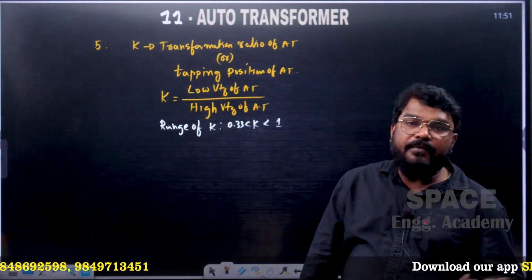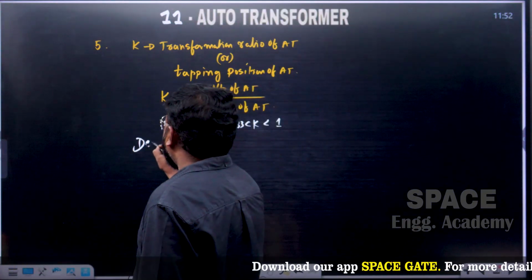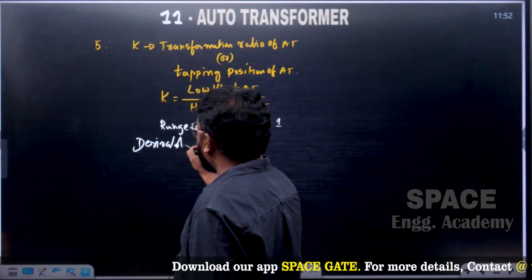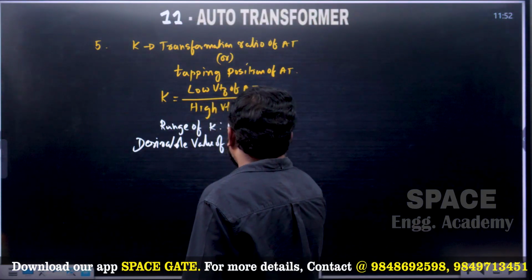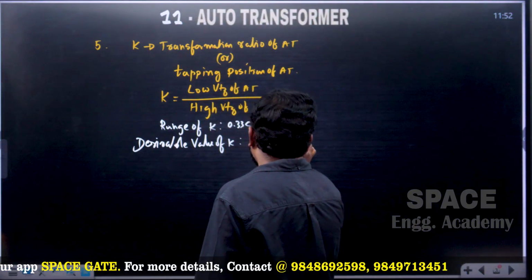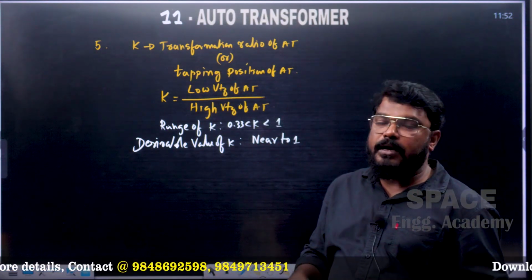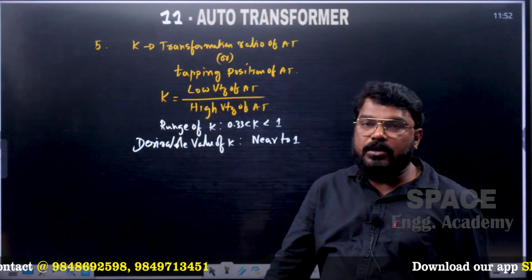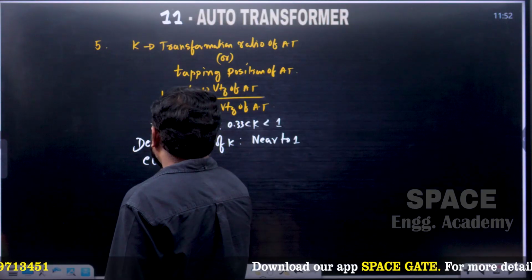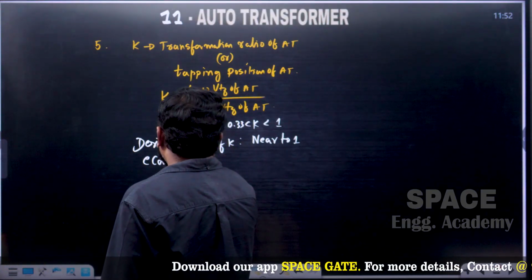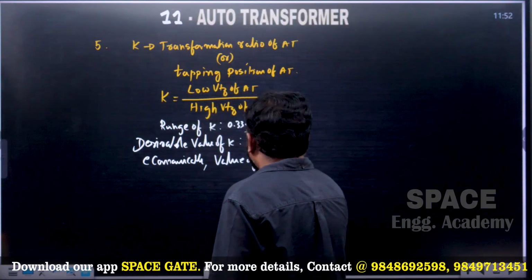And sometimes we have a question on the desirable value of K. This one is the desirable value of K: it is always nearer to 1, for example 0.909. So this one is the desirable value of K. And next, economically: sometimes we have a question on the economical value of K. The economical value of K is equal to 0.5.